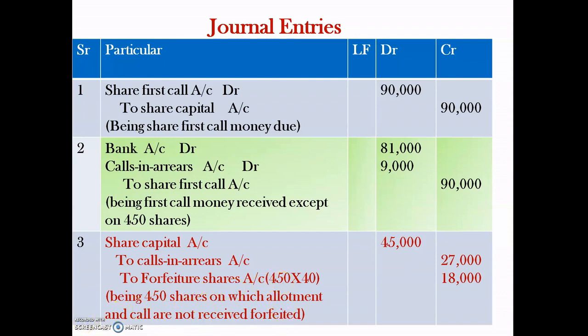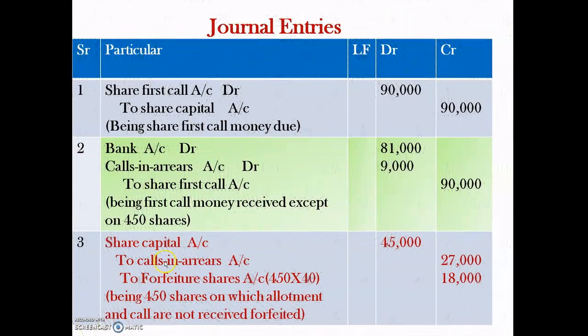Okay, fine. So students, once again I will tell you here, to calls in arrear account, both the calls we have to take here, that is 27,000. Share capital account, we did the calculation, that is 45,000. If we subtract 27,000 from 45,000, it will come 18,000, means here 18,000 is the amount of the forfeited shares.